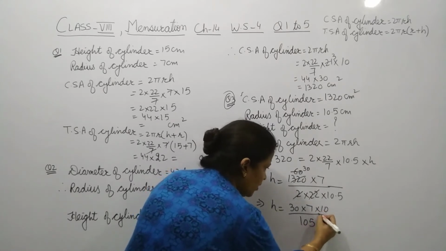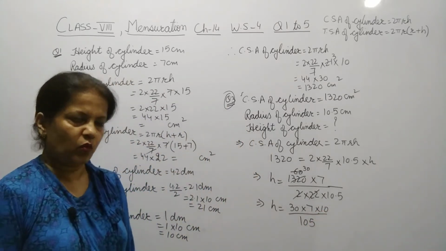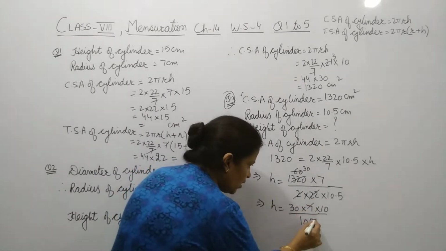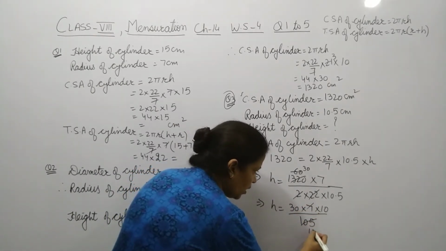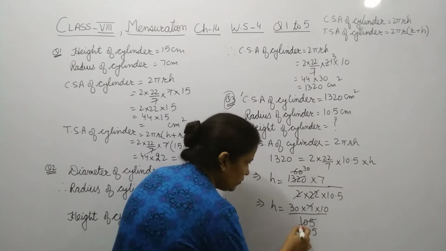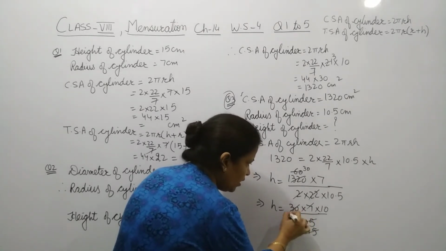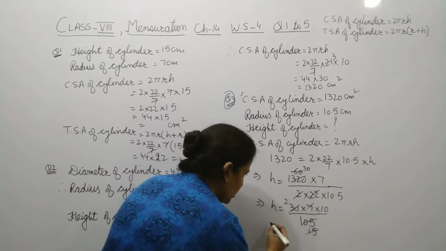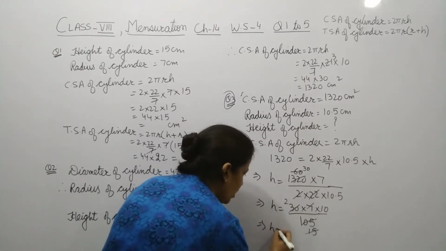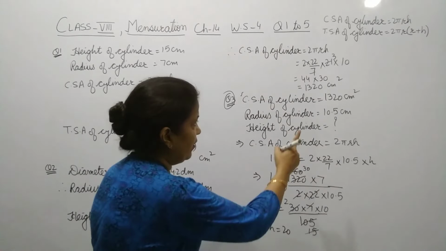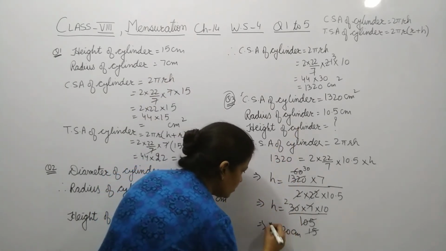decimal, write the 10 here. Now what should be? This will cancel. 7, 1, 5. Now both will go with 15, into 2 is 30. So H equal 20 and the unit is centimeter.